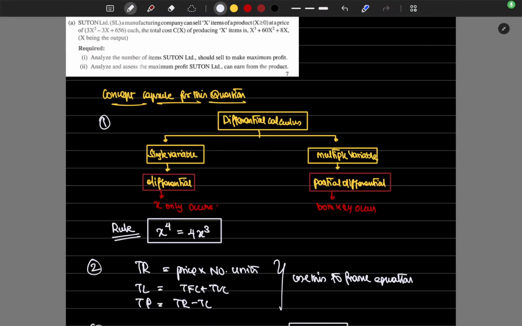Hey guys, welcome back. Today we are going to solve a maxima and minima problem from the December 2025 CM question paper.